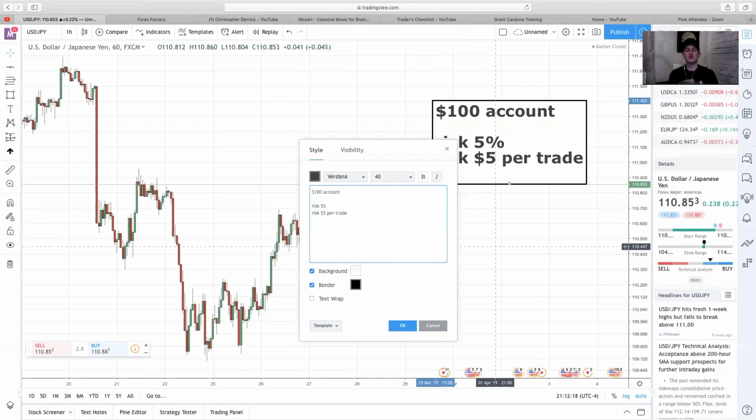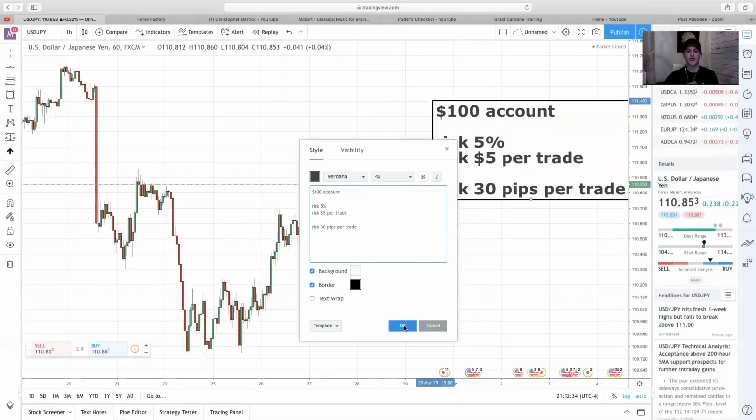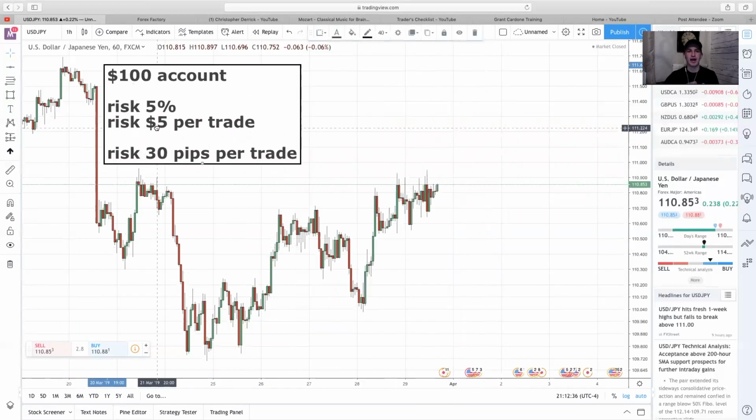Now, you also want to figure out how many pips are you going to be risking per trade. For me, I always risk 30 pips. No more, no less. So I'm going to be risking 30 pips. Remember, that's per trade. Okay? Now, we have our three things that we need to figure out. We have our account balance, we have how much money we're willing to risk per trade, and how many pips are we willing to risk per trade.